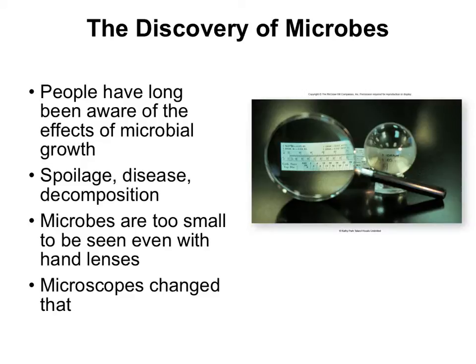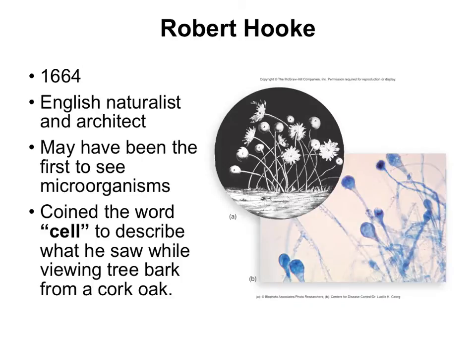So that brings us to the work of Robert Hooke. He was an English naturalist and an architect. And he was the first to really see microorganisms and coin the word cell to describe what he saw. He took a look at almost everything, household items to plants and tree bark. In fact, he drew cellular structures in tree bark using his simple magnifying lens.